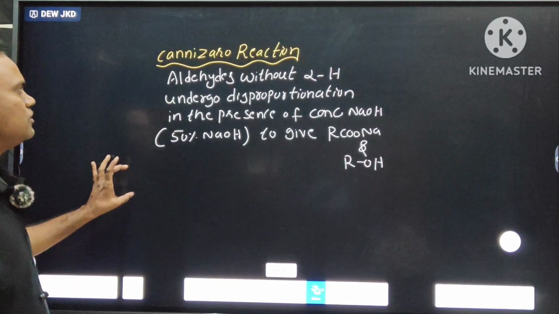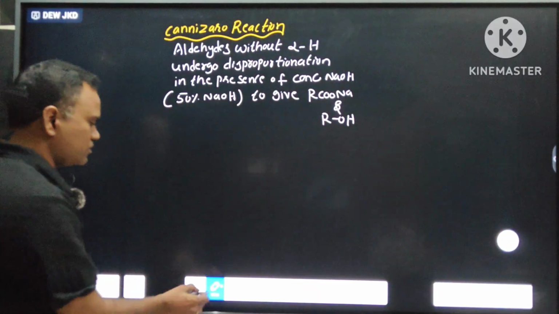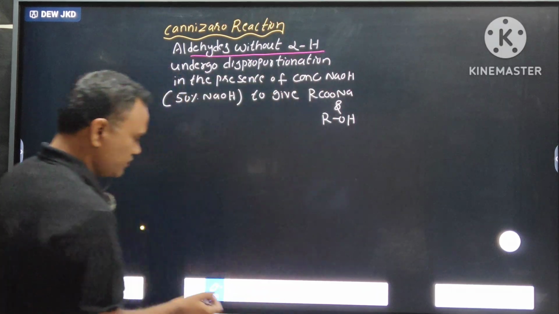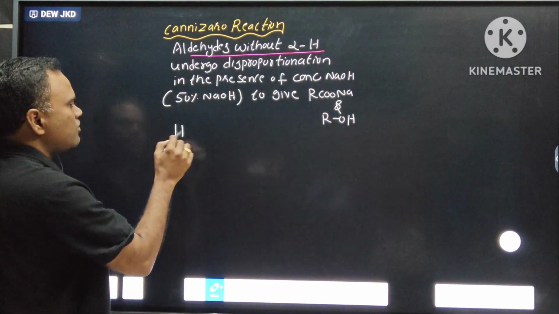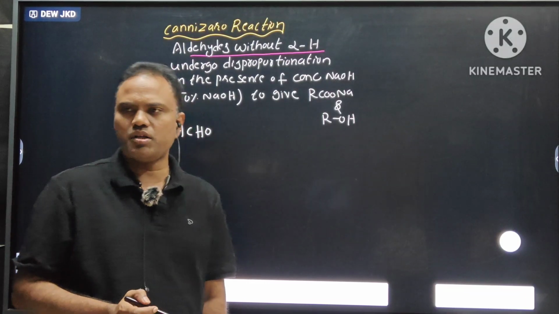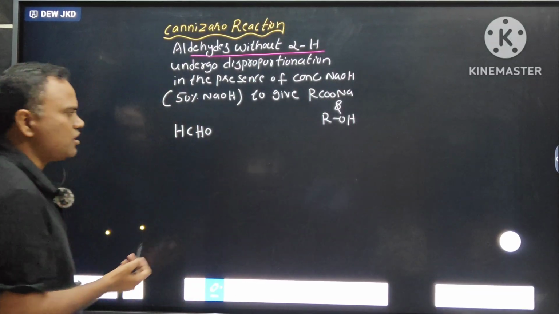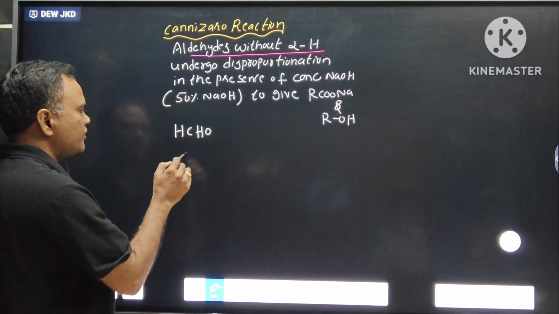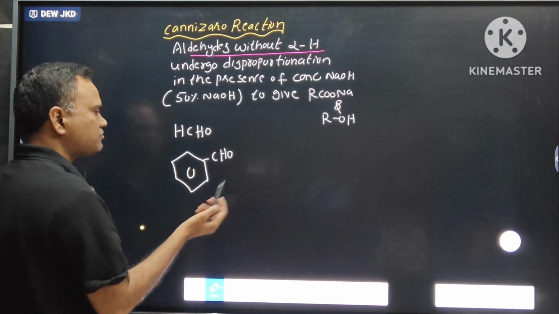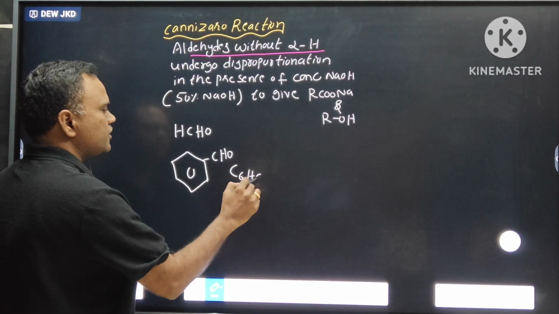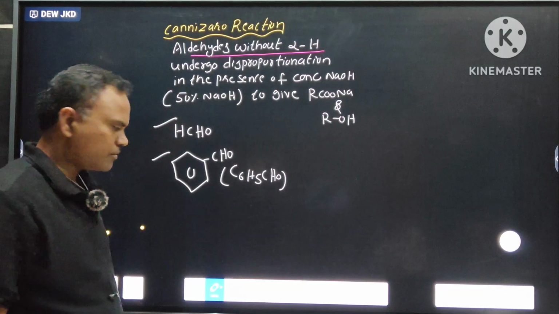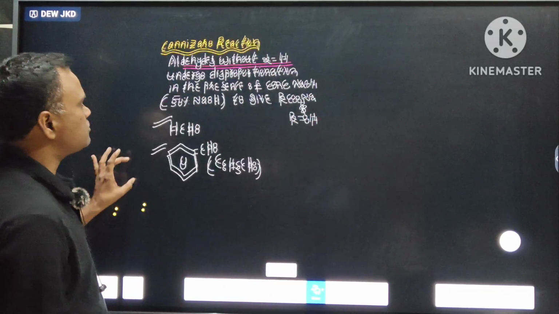Let us see one example. Once look at this. Aldehydes without alpha hydrogen. Formaldehyde will undergo Cannizzaro reaction. Why? Because it is not having alpha hydrogen. Benzaldehyde, C6H5CHO, undergoes Cannizzaro reaction. I have given some other examples also.